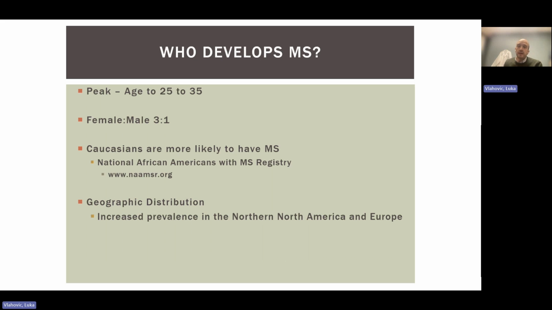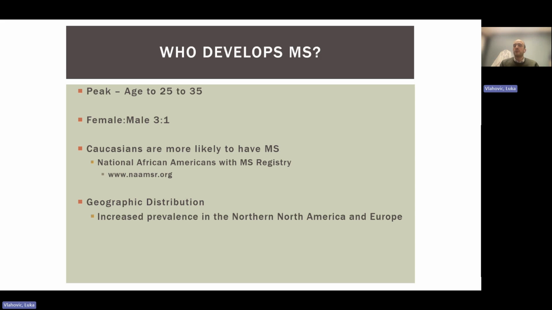Now, in terms of who develops MS, as I initially mentioned, one of the main pathophysiological concepts is that this is an autoimmune disease. So it's similar to other autoimmune diseases. It's more common to be diagnosed in young to middle-aged people. The average or median age is around 29 or 30 years of age, where most people get diagnosed in their 20s and 30s.